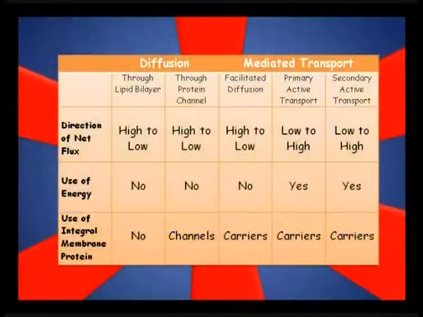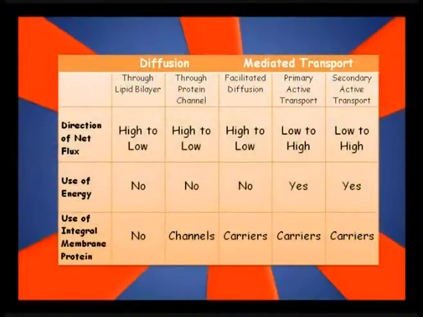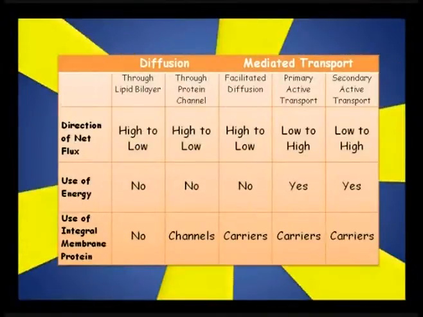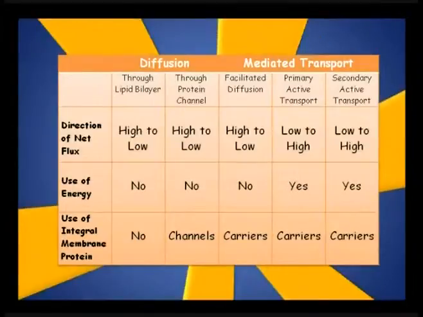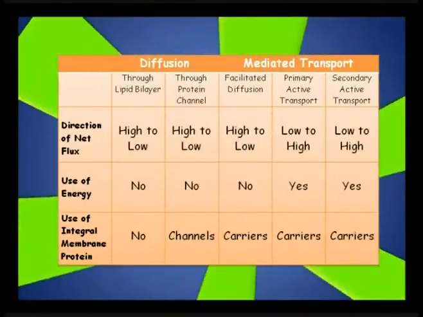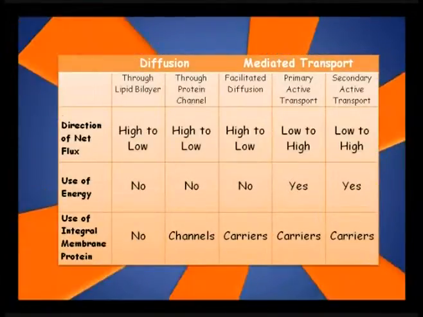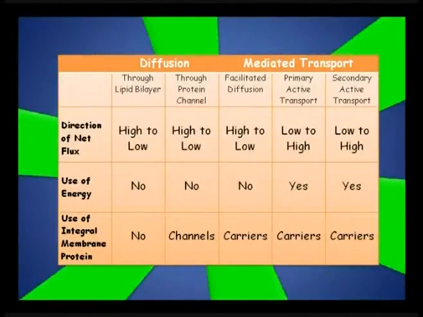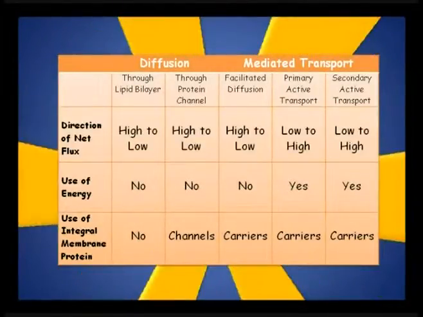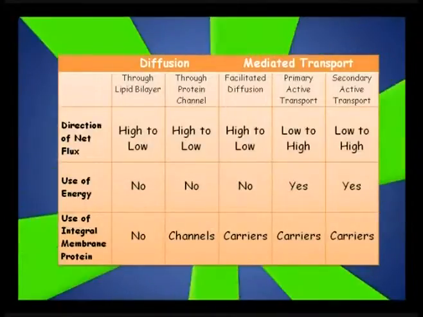Presented is a comparison of the pathways by which substances cross the membranes. For the direction of net flux, diffusion either through a lipid bilayer or through a protein channel, as well as facilitated diffusion, is from an area of higher concentration to an area of lower concentration, while primary and secondary active transport is from an area of lower concentration to a higher concentration.